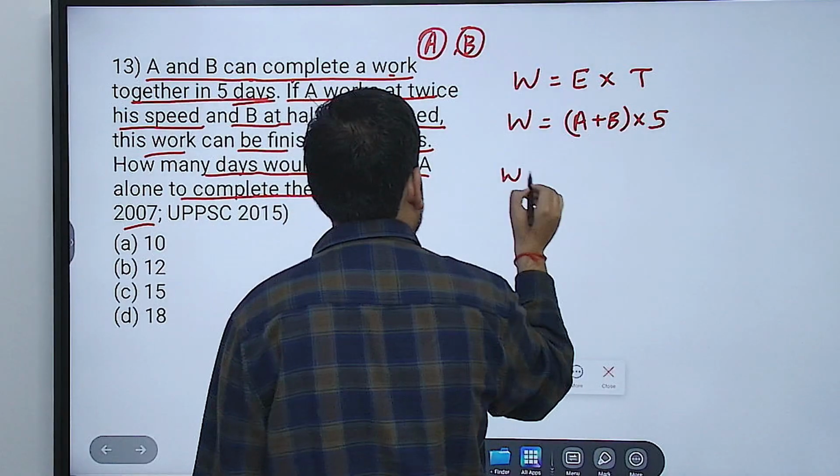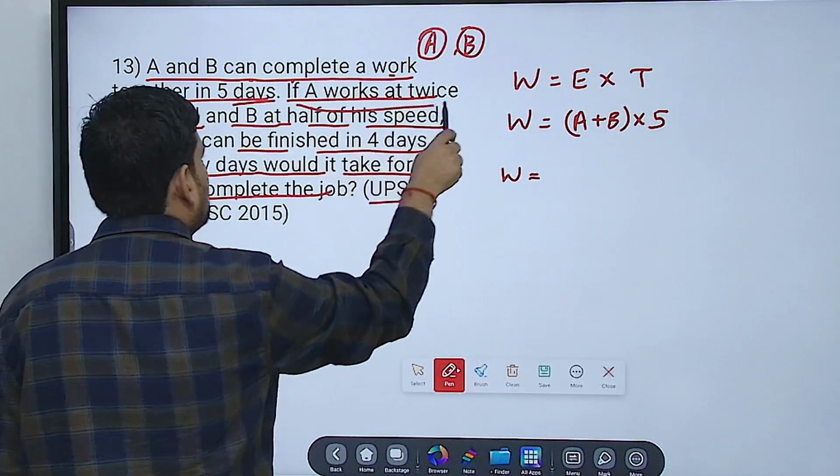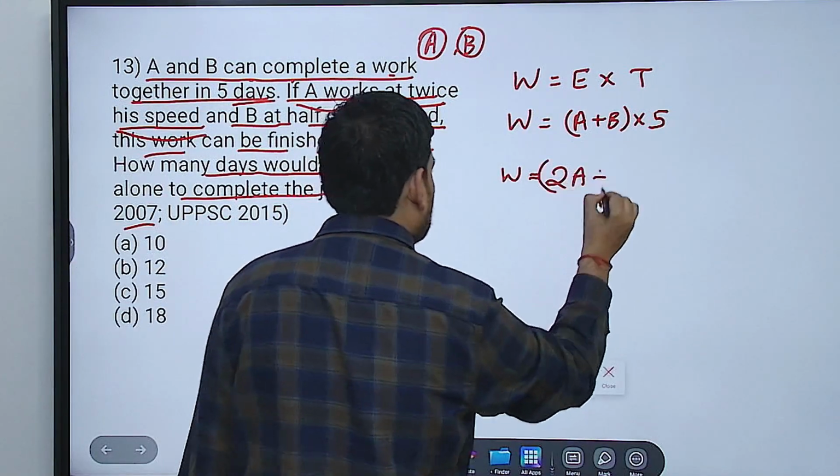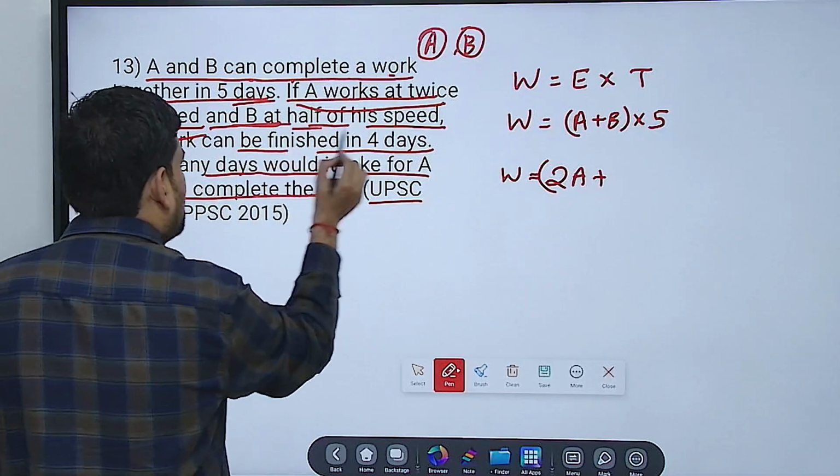Second equation is if A works at twice his speed, so that means the efficiency of A becomes 2A, plus B at half of his speed.